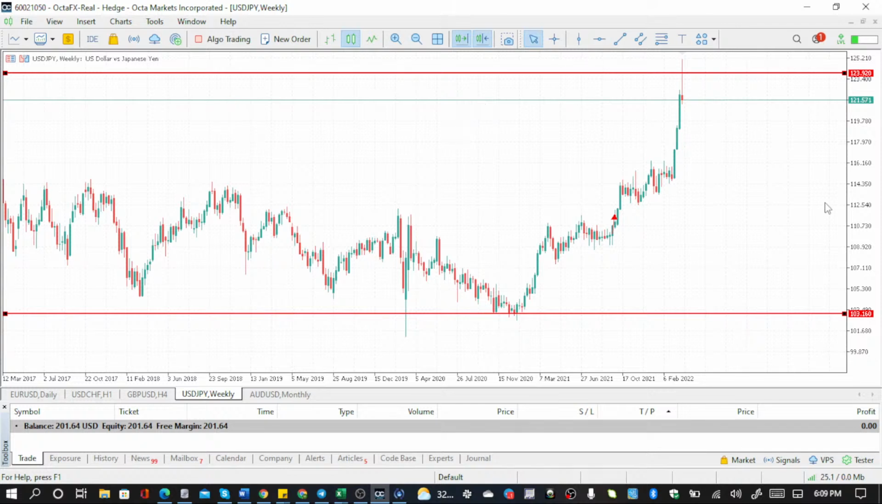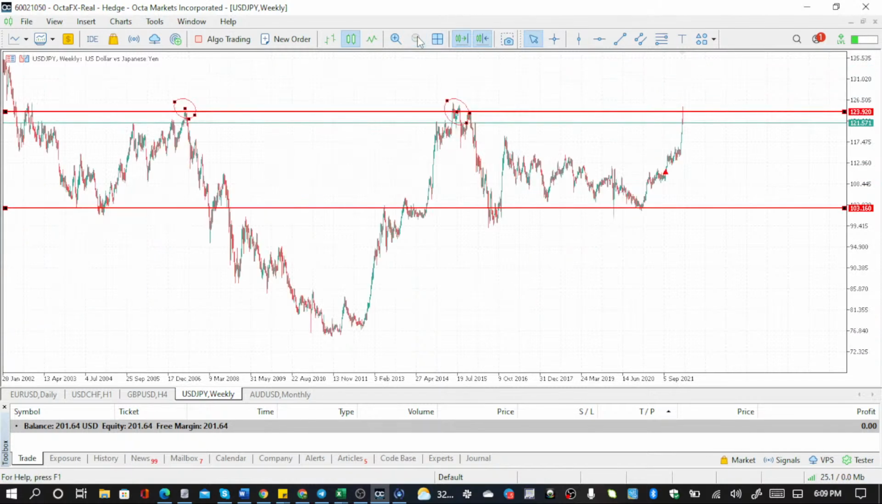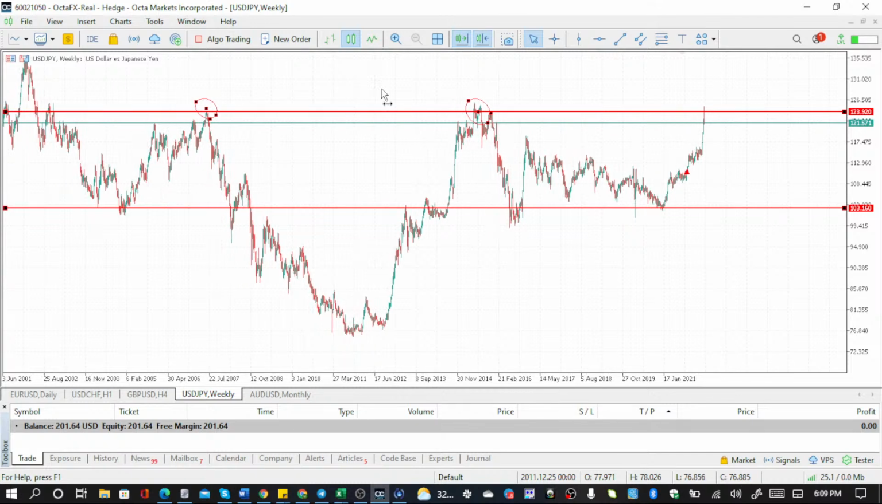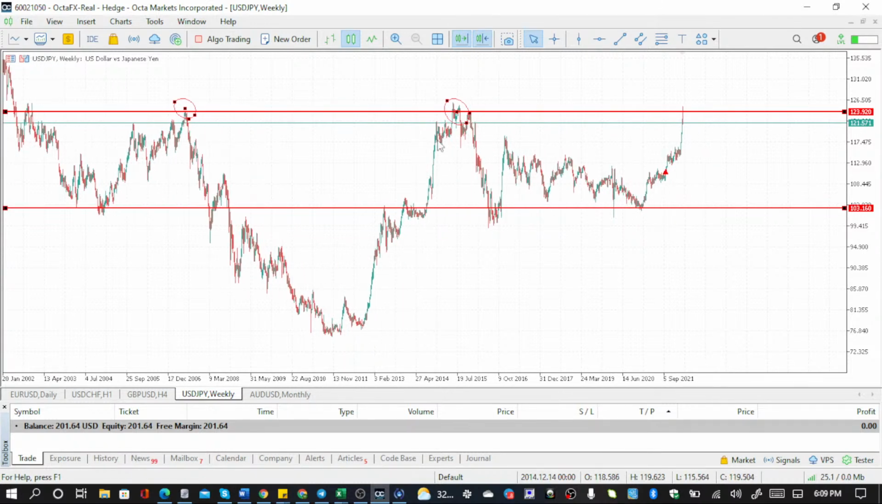Now let's go down to the weekly time frame. Good. Now look at the weekly time frame. The weekly time frame is now telling a clearer story.